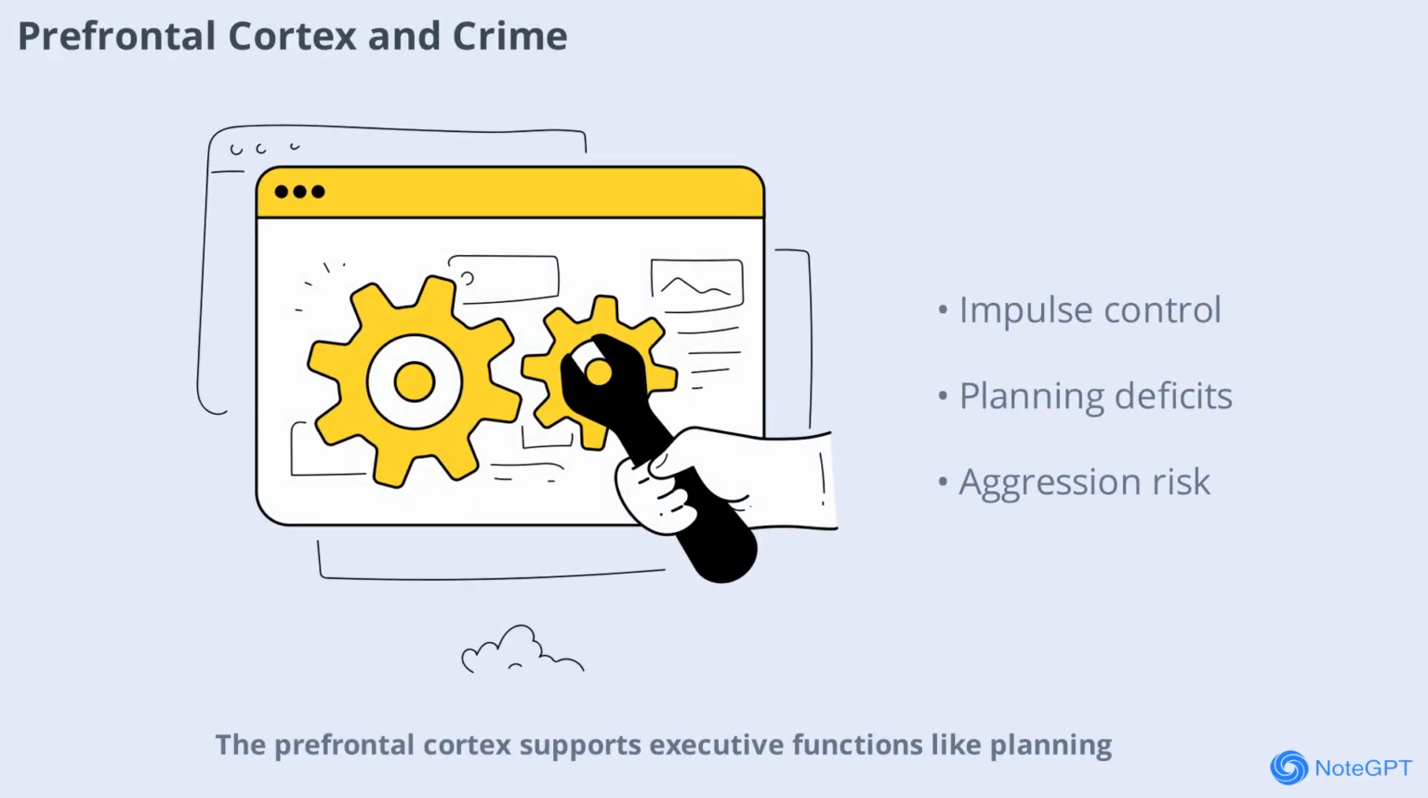The prefrontal cortex supports executive functions like planning, impulse control, decision-making, and emotion regulation. Reduced PFC function is linked to impulsivity, poor future planning, and difficulty inhibiting aggressive responses. This means that individuals with PFC abnormalities may be more prone to offending, especially violent or impulsive crimes.